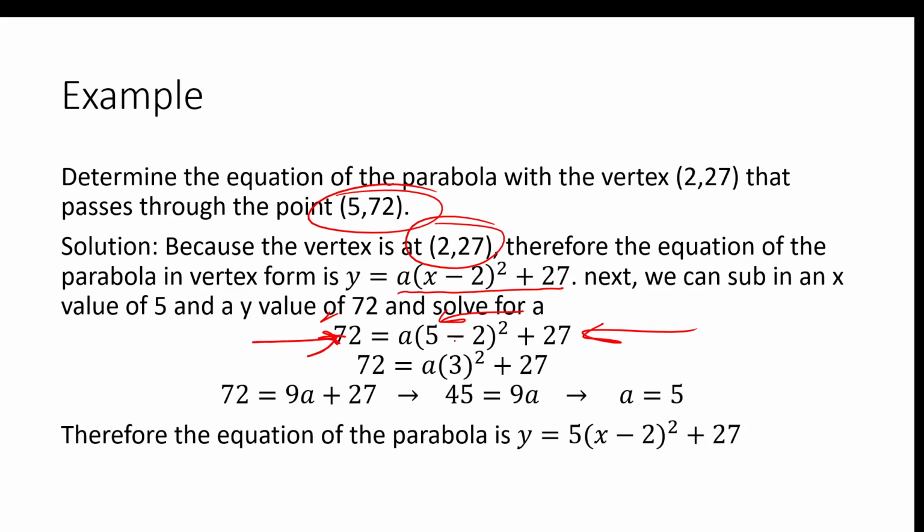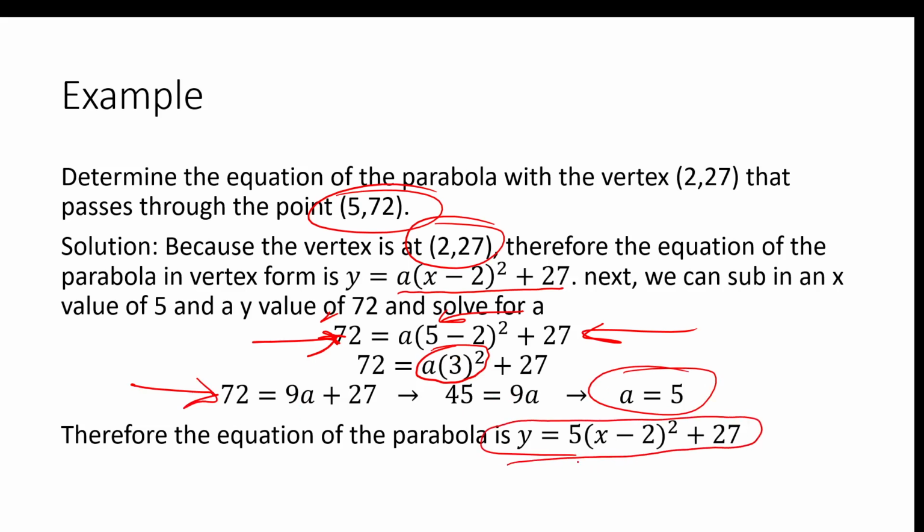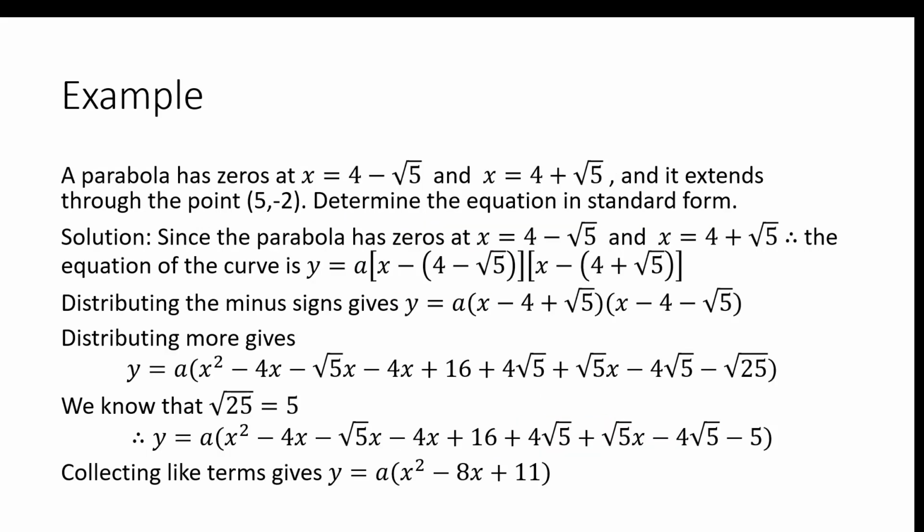Now, 5 minus 2 is equal to 3, so we'd have a times 3 squared plus 27 equal to 72. Well, 3 squared is 9, so we'd have 72 equals 9a plus 27. Ultimately, then, a is equal to 5, and we'd be able to say that the equation of the parabola was 5 times the quantity (x minus 2) squared plus 27.